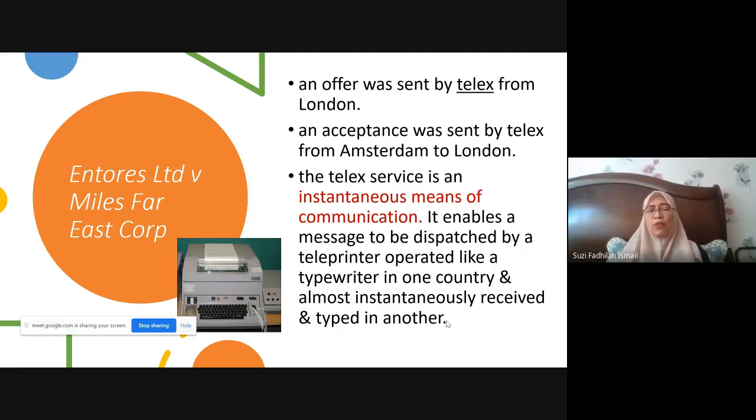Or you have to type. If fax, then it's like photostat, Xerox, the whole document. But here you have to type. For example, I accept your offer, you type, and then instantaneously the other party will receive exactly the wording that the sender typed.